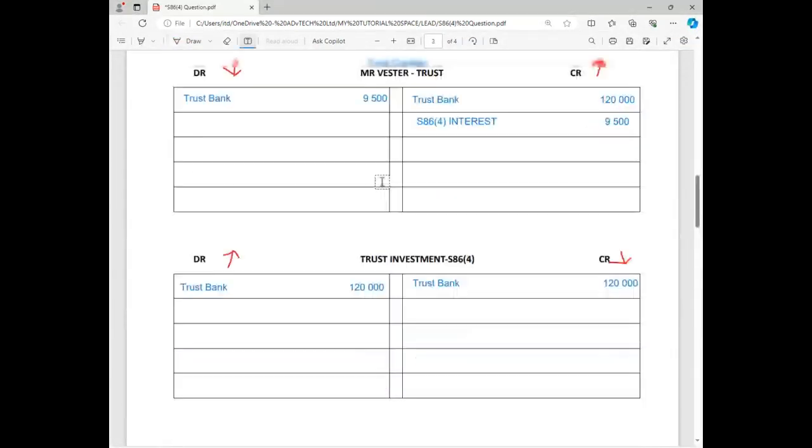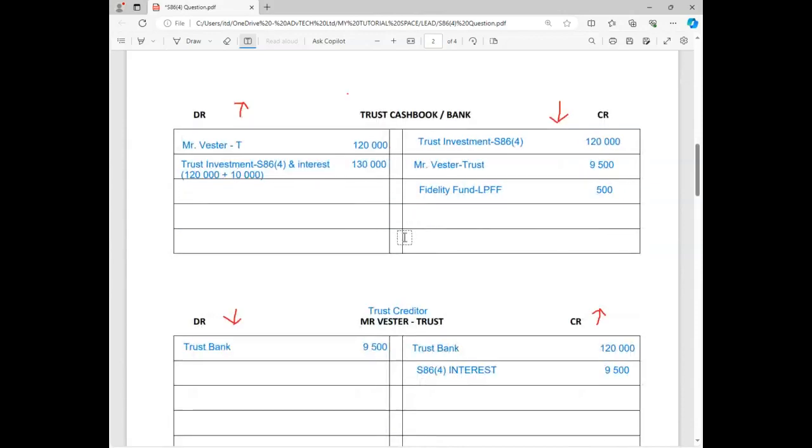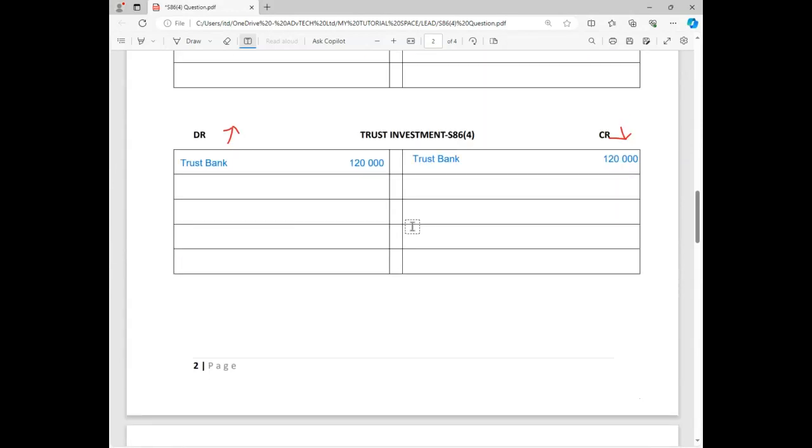So if I come here, I'm going to say I paid Fidelity 500. So when I pay, I take money out here. And then I paid Fidelity 500. Can you see now? So you see this 500 is part of 10,000. So the whole 10,000 has been paid, but part of it was paid to Mr. Vesta, our client, and part of it was paid to the legal practitioner Fidelity Fund. So this is how you need to deal with the figures. Okay? So I hope it makes sense.